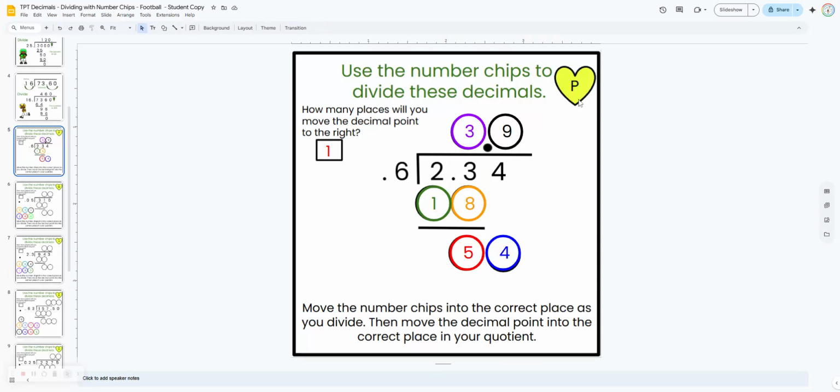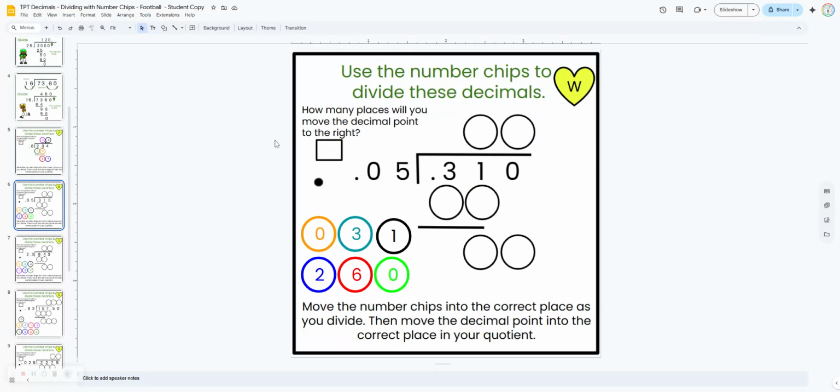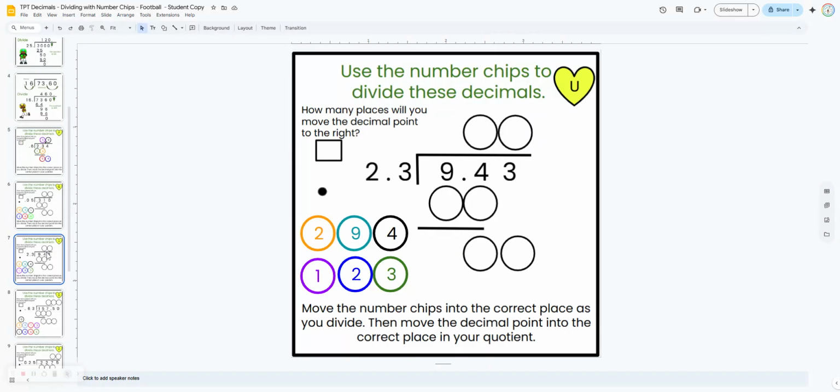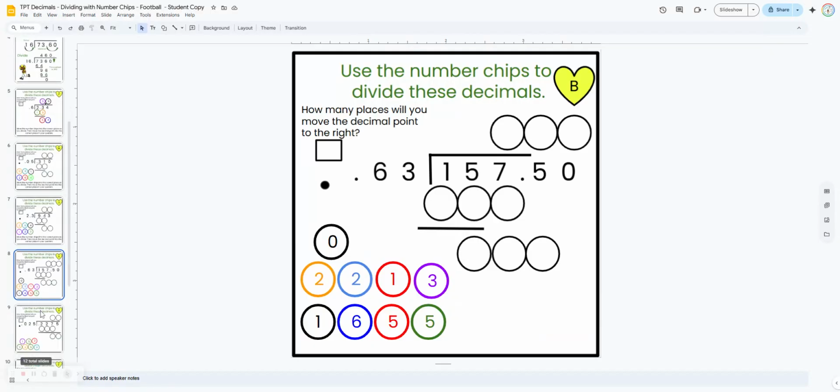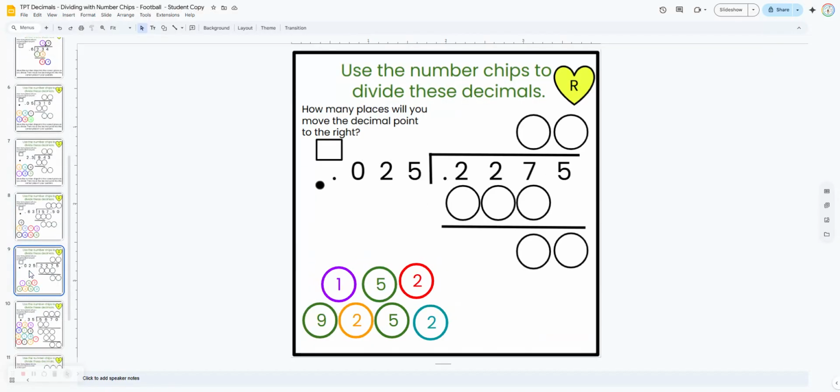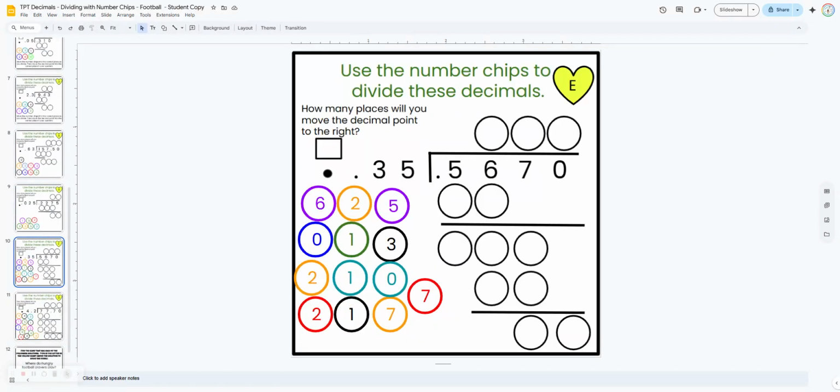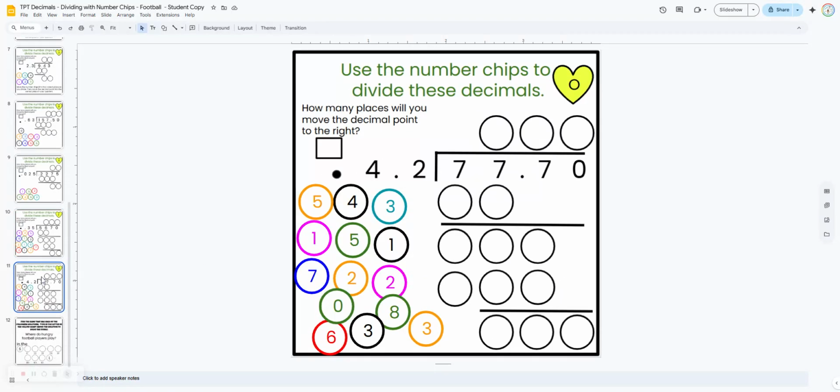Now each one of these slides has a letter and a yellow heart. So on the very last slide, they're going to be matching this letter to their answer in order to solve a football riddle. So in that way, it's self-checking. So they've got a few more problems to do. These get a little bit more difficult as they go. This one will be a guess and check. And you can see they get a little bit more difficult each time. This one gets a little bit longer, more numbers, and then the final problem.